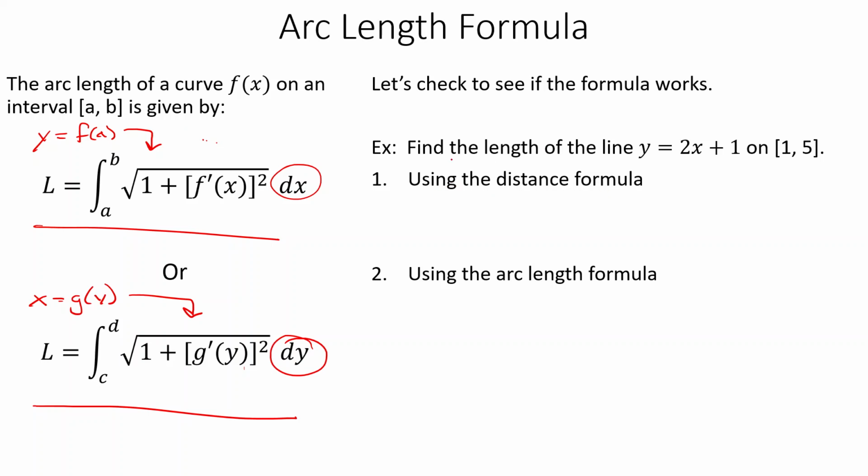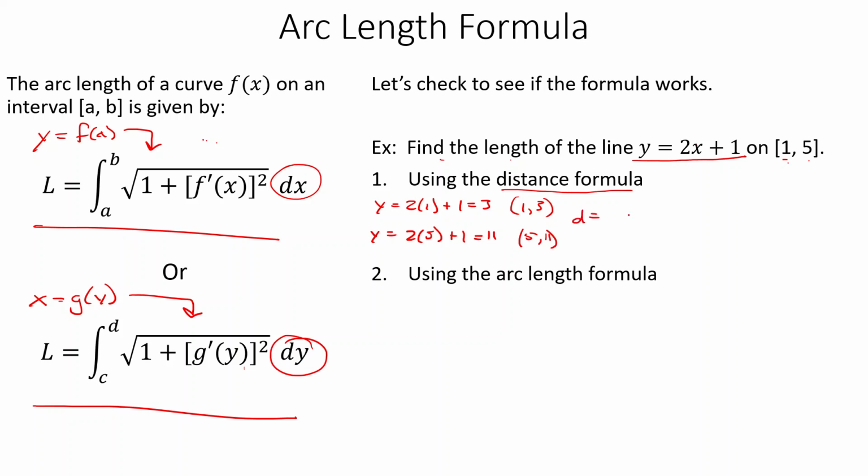Use the distance formula to find the length of the line y equals 2x plus 1 from 1 to 5. So this is just old school distance formula. If we plug in 1, we get y equals 2 times 1 plus 1, so that's 2 plus 1 is 3. So we're going from the point (1, 3). And if we plug in 5, we get 2 times 5 plus 1, so 10 plus 1 is 11. So we're going from (1, 3) to (5, 11).